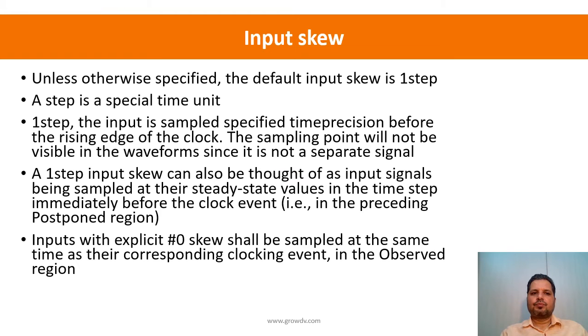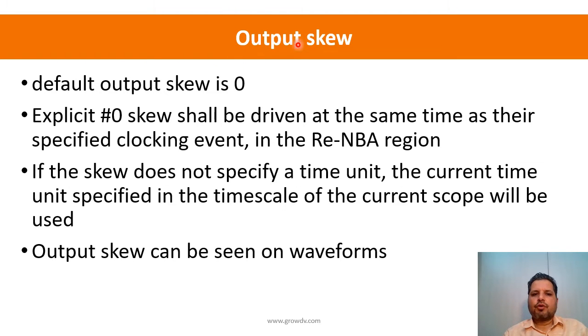So for the output skew from the clocking block, the default output skew is always 0, and we can also specify an explicit #0 skew. Generally not recommended, but it will then execute in the Re-NBA region of the scheduling during the time step. A non-zero skew is generally a good idea, because the output skew, unlike the input skew, can also be observed in the waveform, and the time unit like ps or ns can be specified with the skew.